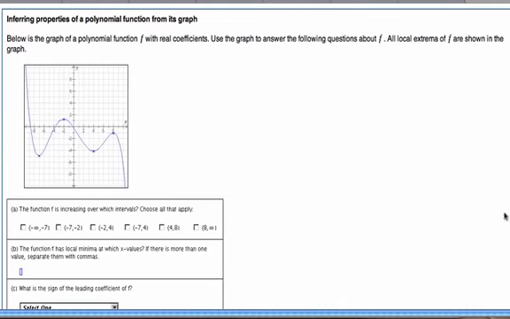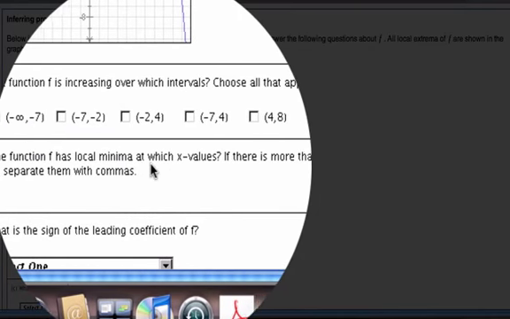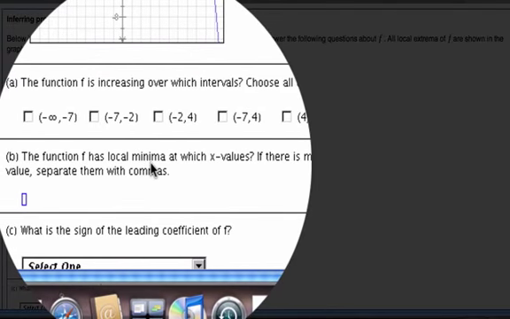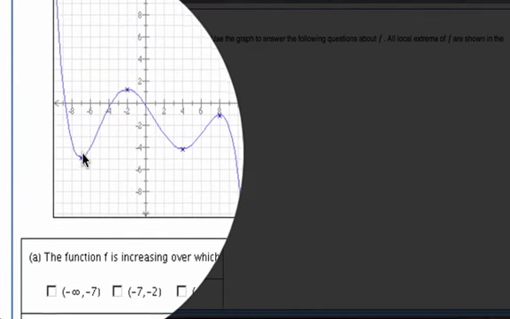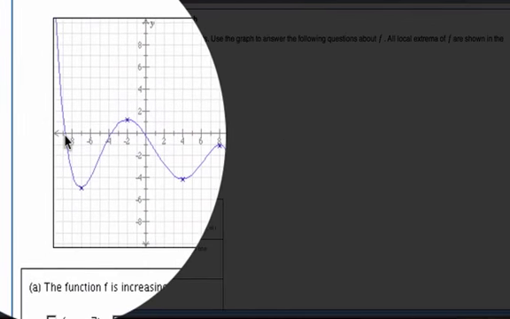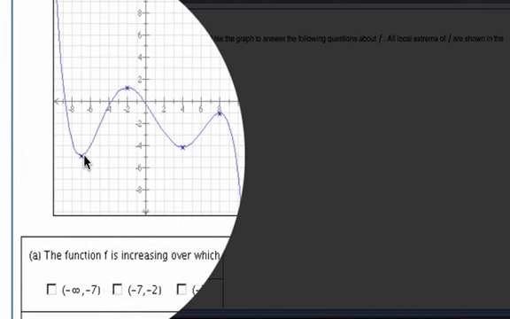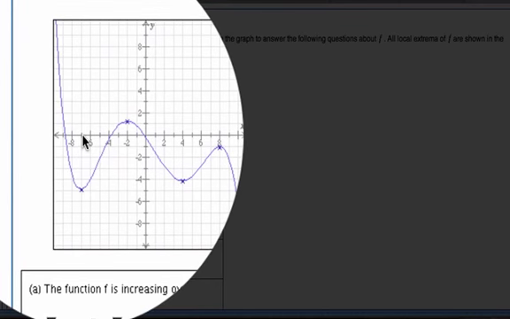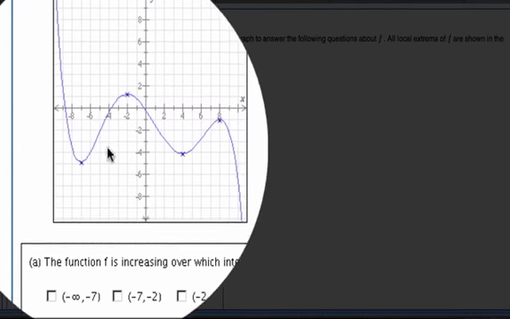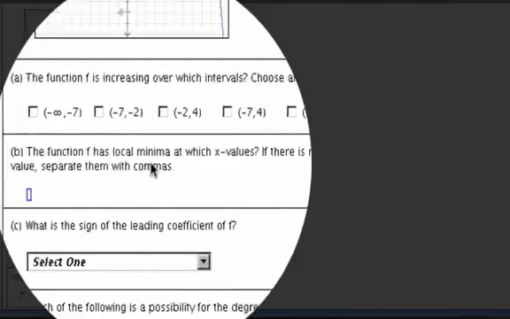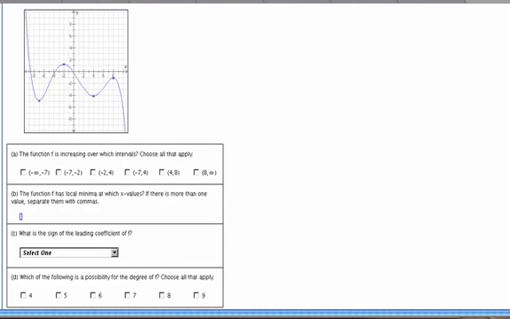Part B: the function f has local minima at which x values. Basically, we're looking for the minimum values, and these are these 2 points here. You can see your graph has these minimum points, and you're just going to give the x coordinates for those values. So we have x is -7 and x is 4. You're just going to put in -7, 4. That's not the point (-7, 4). It's 2 x values.